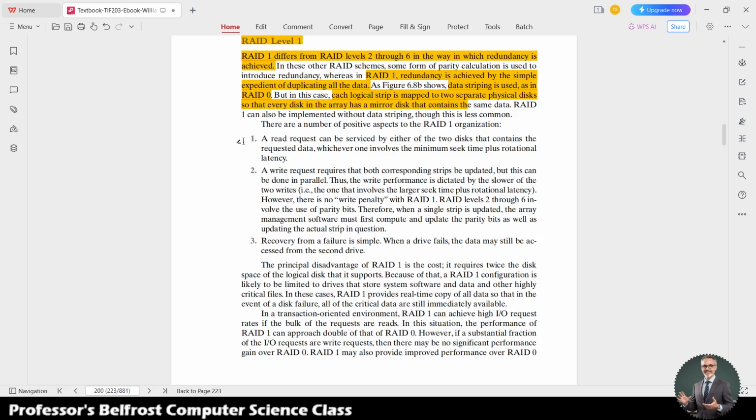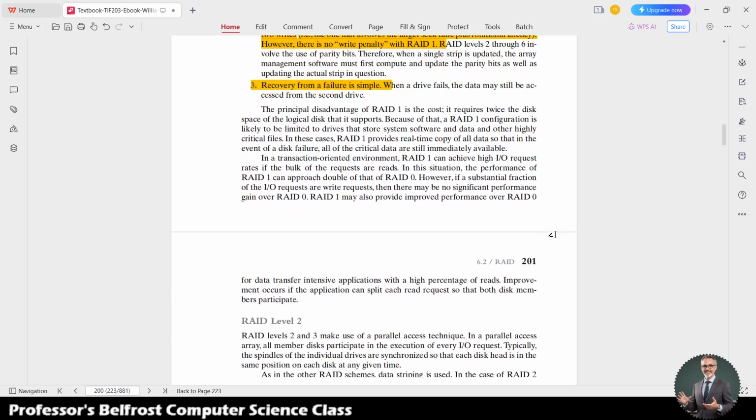A read request can be serviced by either of the two disks that contains the requested data, whichever has the minimum seek time plus rotational latency. A write request requires that both corresponding strips be updated, but this can be done in parallel, and write performance is dictated by the slower of the two writes. However, there is no write penalty for RAID 1. And recovery from failure is simple. The data may still be accessed from the second drive.